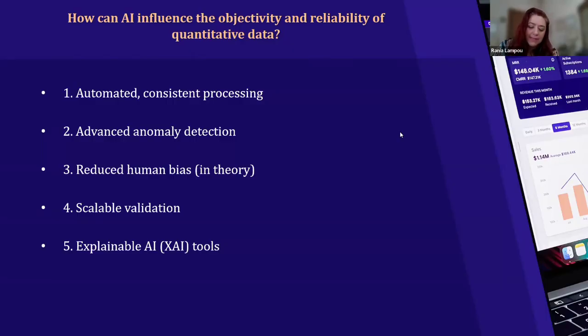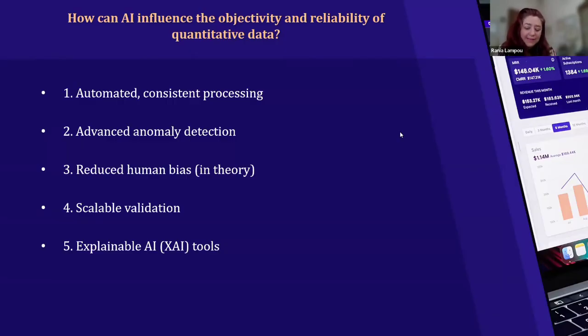Advanced anomaly detection: AI can detect outliers or data errors more efficiently than manual review. So here, this means that it increases data integrity, improving both objectivity and reliability. Reduced human bias: algorithms may reduce subjective judgment in areas like coding, open-ended responses, or selecting statistical models. So this enhances objectivity, especially in pre-processing and modeling steps.